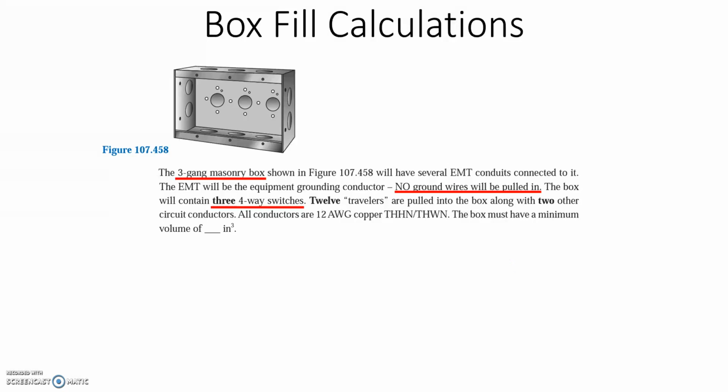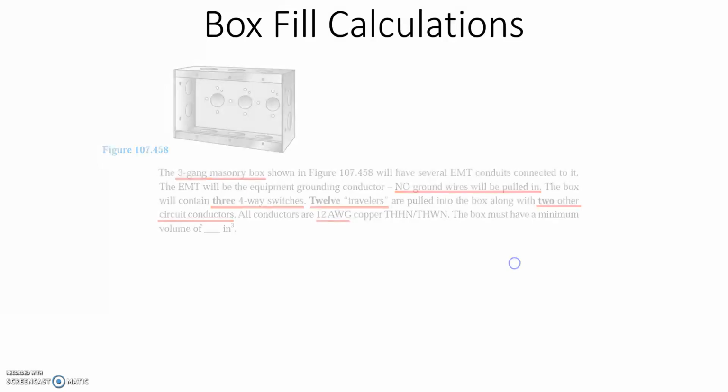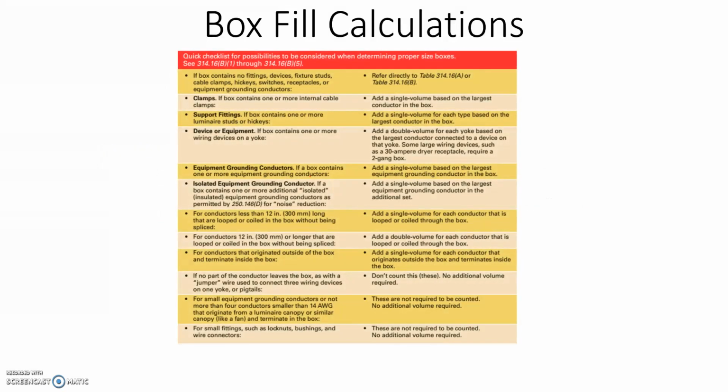Also, the box is going to contain 3 4-way switches, 12 travelers, or just a fancy way of talking about a current carrying conductor, and 2 other circuit conductors. So probably neutrals, but again, they're current carrying conductors. And they tell us we're using number 12 wire as well. So at this point, let's go back and see what should we count in this box.